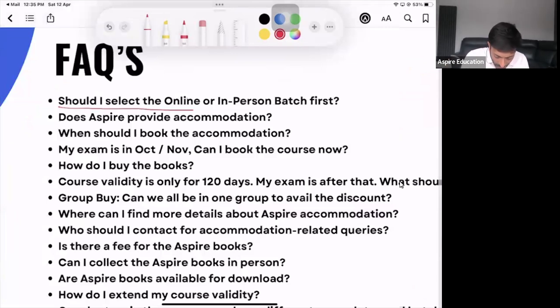Should I select the online or in-person batch? The thing is, you can pay for the course and then you can select. That's not at all any problem, right? Does Aspire provide accommodation? The answer is yes, we do provide the accommodation. And those who are staying in our accommodation have 24/7 access to the academy premises as well.